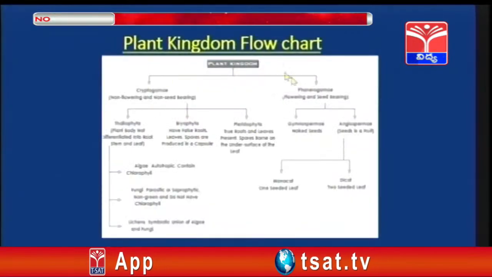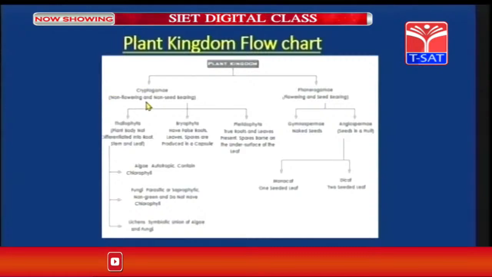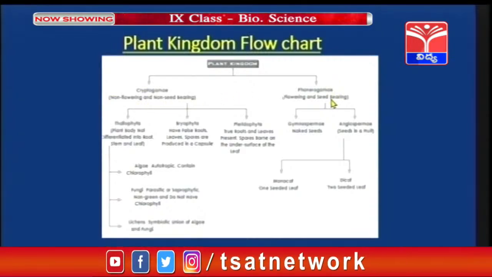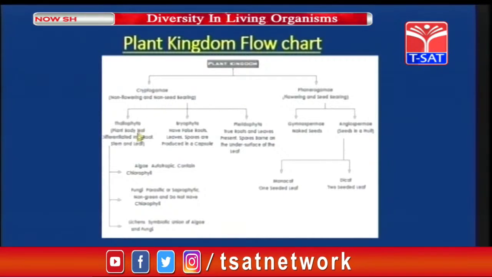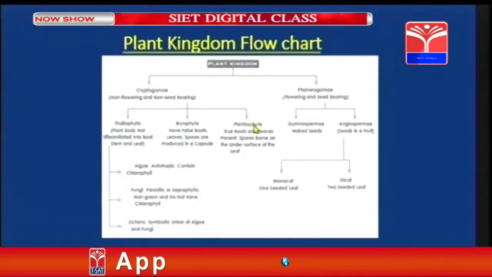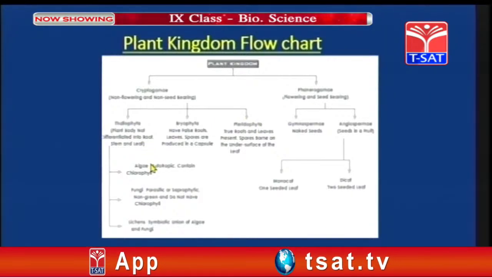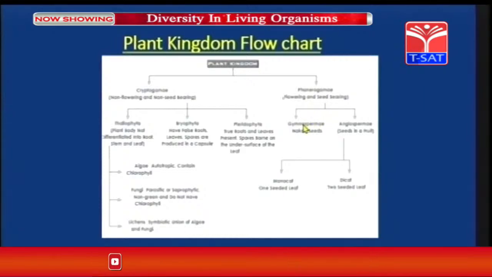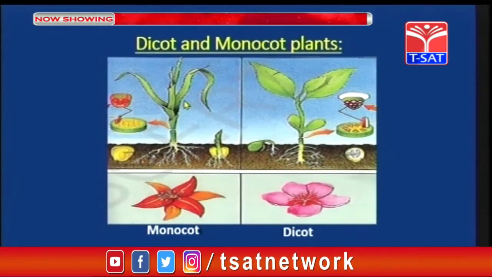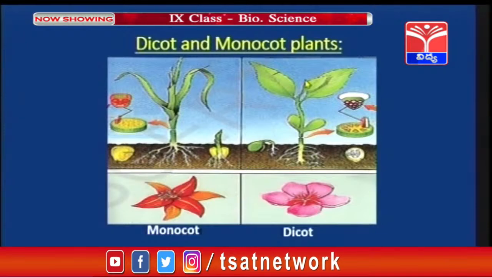This is the plant kingdom flowchart. Cryptogams are non-flowering plants. Phanerogams are flowering plants. In cryptogams, we have various structures, that is thallophyta, bryophyta, pteridophyta. And in thallophyta, again we have 3 different organisms. In phanerogams, gymnosperms and angiosperms are present, that is monocots and dicots. Children, the image which you are seeing here is dicot and monocot plants.